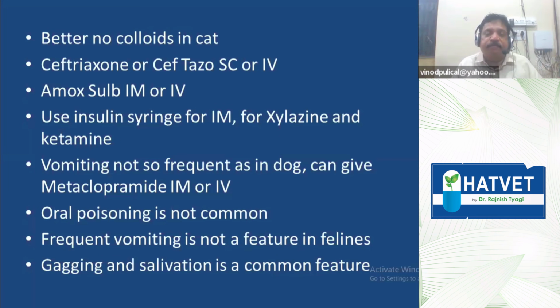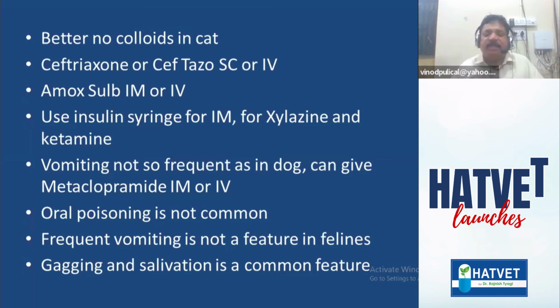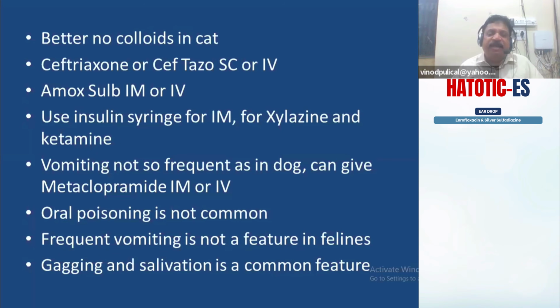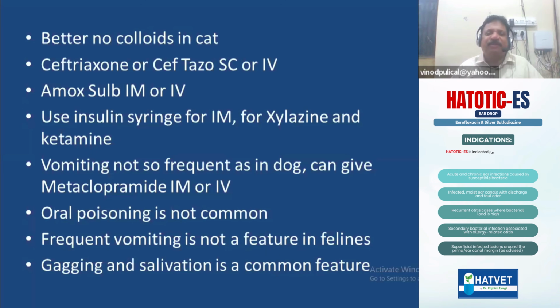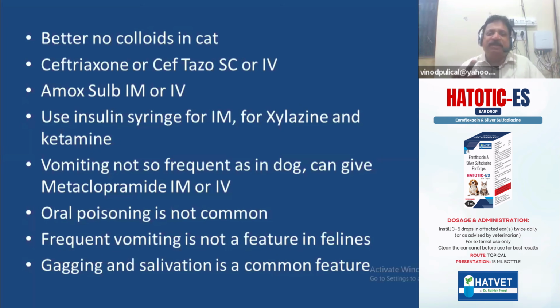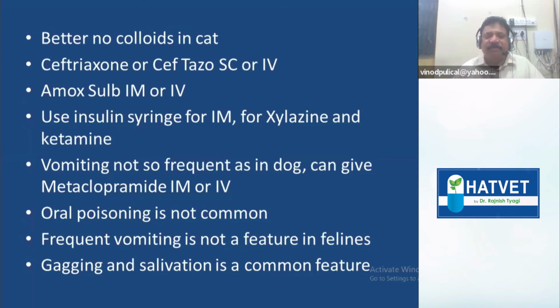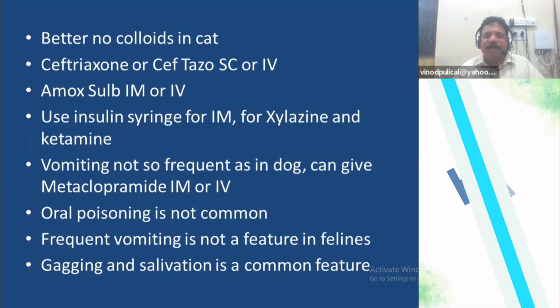And better we use insulin syringes for IM injections like xylazine, ketamine, whatever the medicine. Otherwise, too much pain will be there. It is a very small animal, just 2 or 3 kilograms, just like a puppy. See, it is highly painful if you use a 2 cc syringe and 24 gauge needle. In the insulin syringe, we have a 26 gauge needle. That will be sufficient.